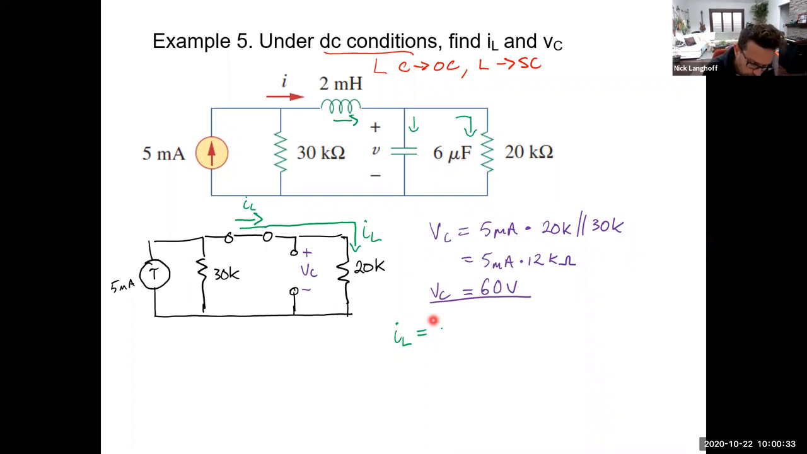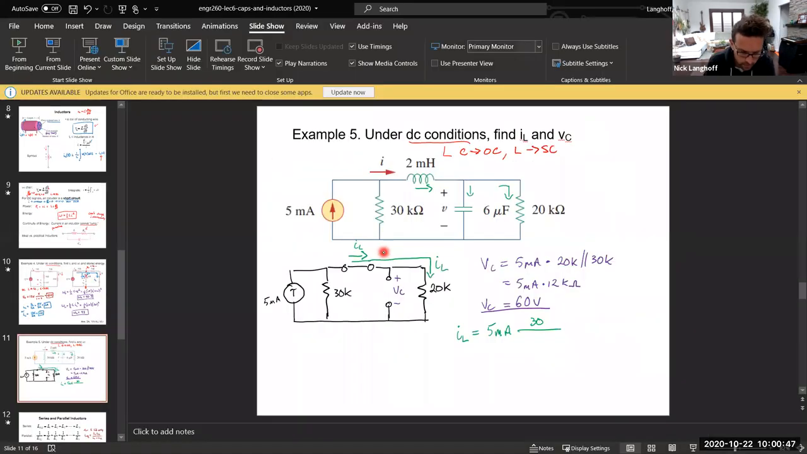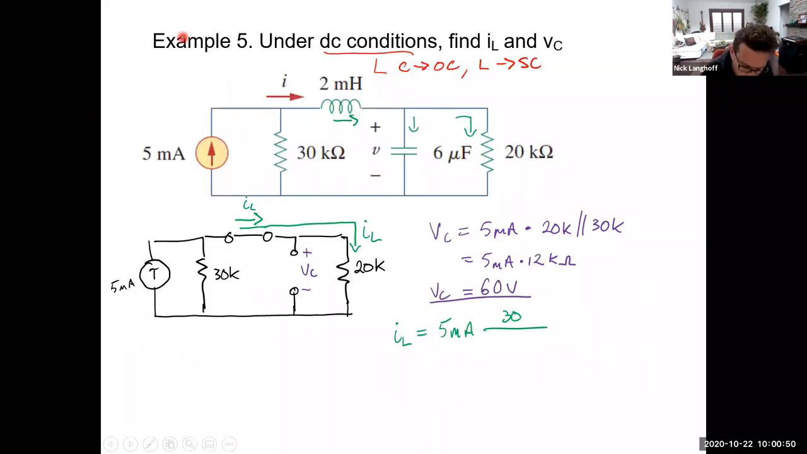So then this is a simple current divider equation. This is a 5 milliamp source times the path you're not interested in, 30K over the 30 plus 20. So that's, what is that? 5 milliamps times 3/5. And so it looks like IL is equal to 3 milliamps. Okay. And there we go.